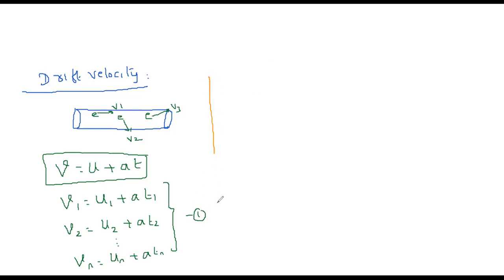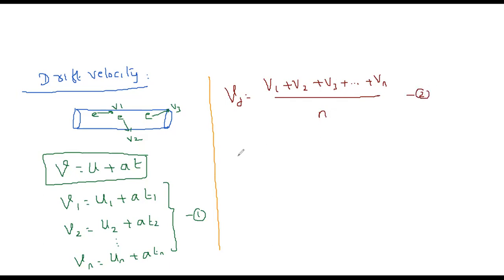Drift velocity is the average velocity. So what is the drift velocity? It is the average of the addition of all the velocities over n number of collisions. So substituting 1 in 2, we get Vd is equal to, instead of V1, U1 plus AT1. Note carefully, here acceleration is constant.